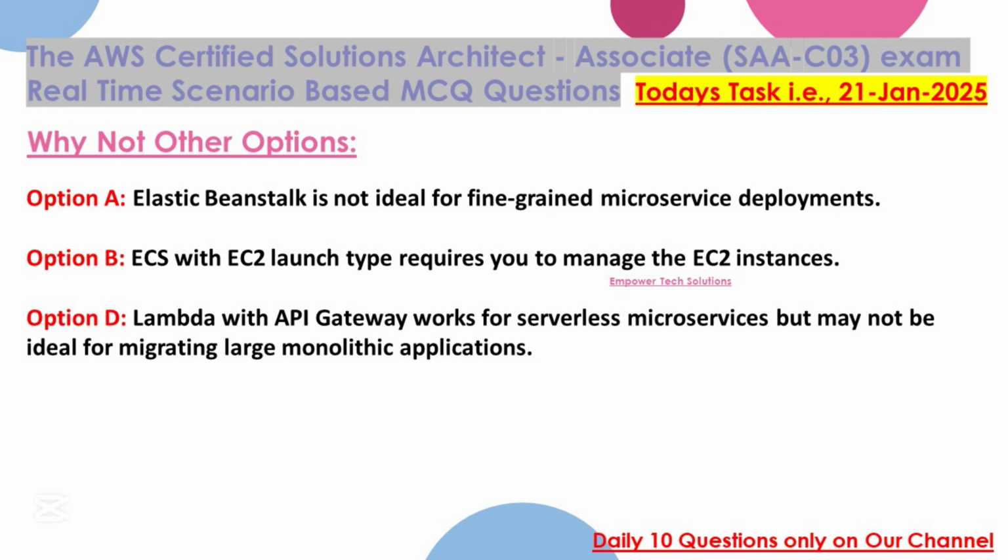Why not other options? Option A. Elastic Beanstalk is not ideal for fine-grained microservice deployments. Option B. ECS with EC2 launch type requires you to manage the EC2 instances. Option D. Lambda with API Gateway works for serverless microservices, but may not be ideal for migrating large monolithic applications.